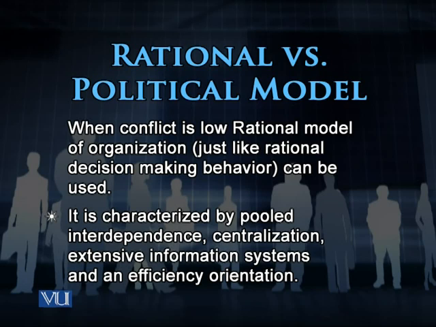And we saw that in a mechanistic organization the interdependence is pooled. When there is centralization of decision making, extensive information systems are present to share information, and the focus is efficiency. So all these things point towards a mechanistic structure. So in short, what we are saying is that in a mechanistic environment, when conflict arises, as we have already seen, it will be less in severity and magnitude as compared to a conflict arising in an organic situation where people frequently come into contact with each other, where they depend on their tasks, the task interdependence is high, and the interdependence is not pooled but reciprocal and sequential.